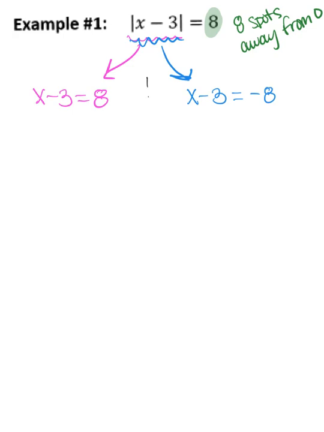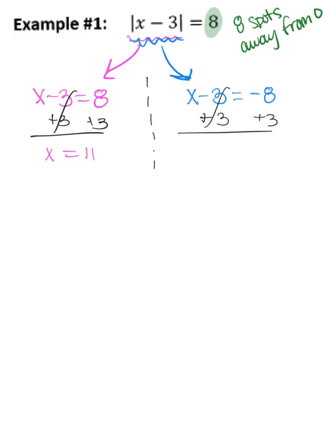Okay, so let's go ahead and go into solving mode here. I'm going to add 3 to both sides, and that is going to give me an answer of 11. On the other equation, I'm also going to add 3, but this time I'm going to get an answer of negative 5. And with solving, it's always important to check your solutions. So I am going to do that right below here.